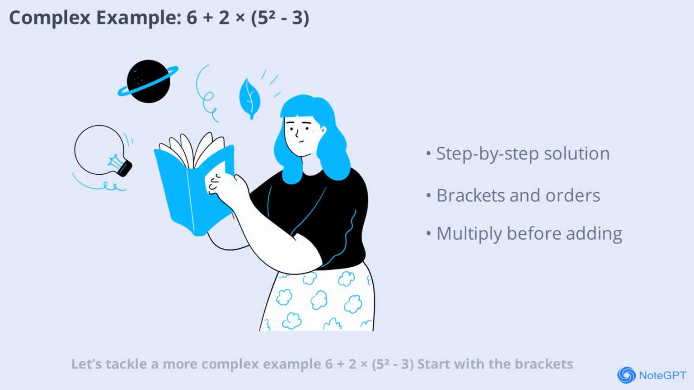Let's tackle a more complex example: 6 plus 2 times (5 squared minus 3). Start with the brackets. Inside you have 5 squared minus 3. First, handle the order: 5 squared is 25, then subtract 3 to get 22. Now multiply 2 by 22 to get 44. Finally add 6 to get 50. By following BODMAS step by step, you arrive at the correct answer. This method works for even the most complicated expression.